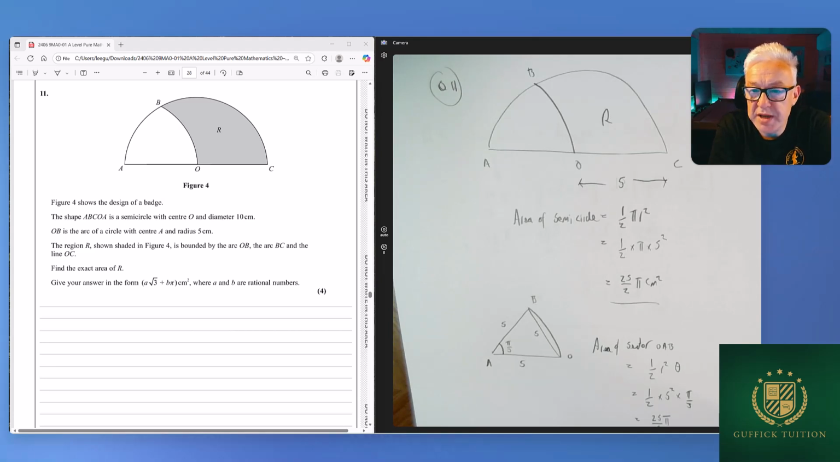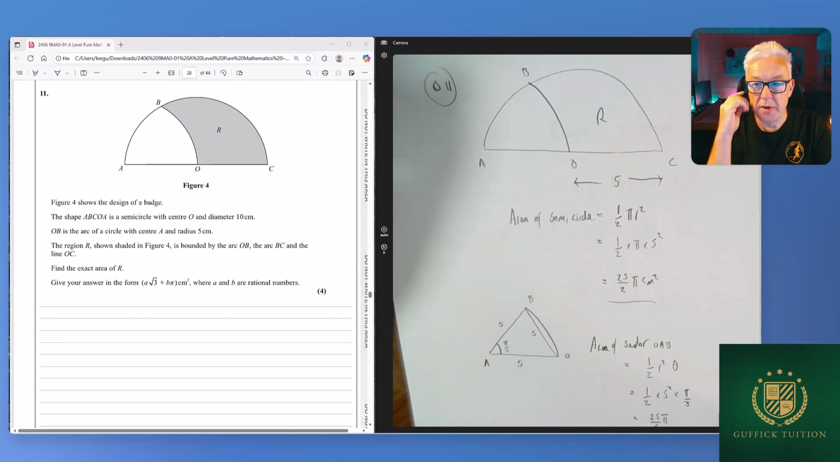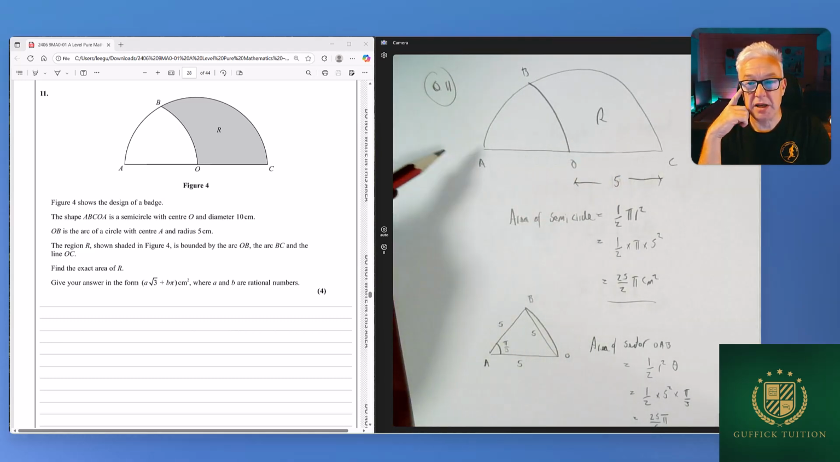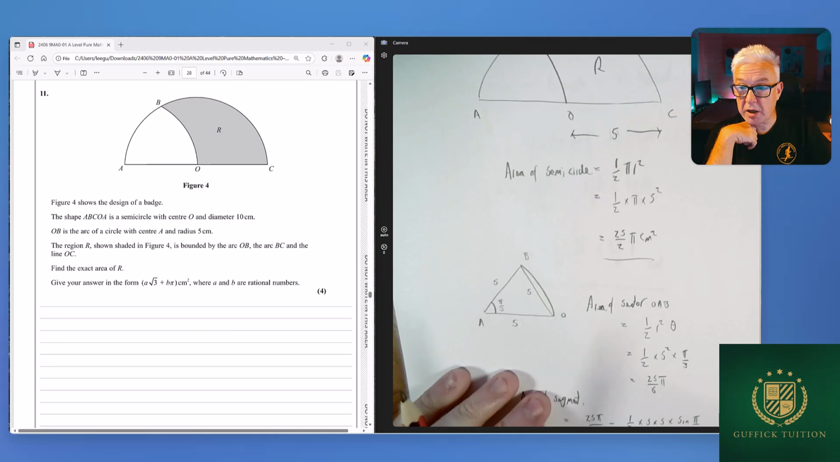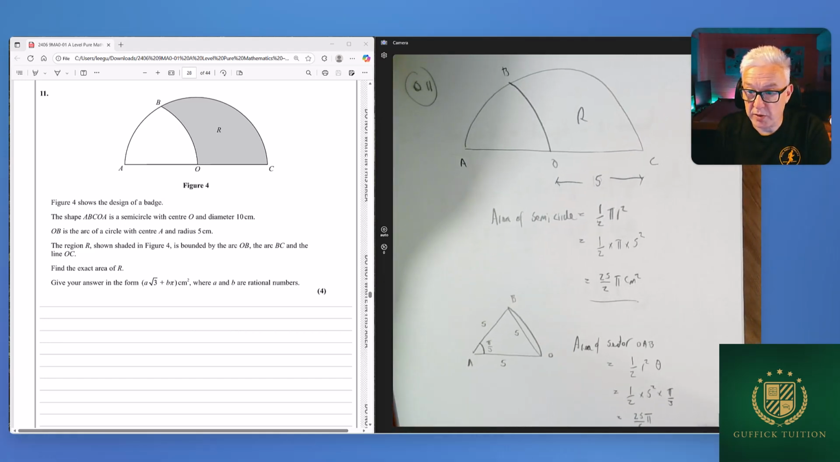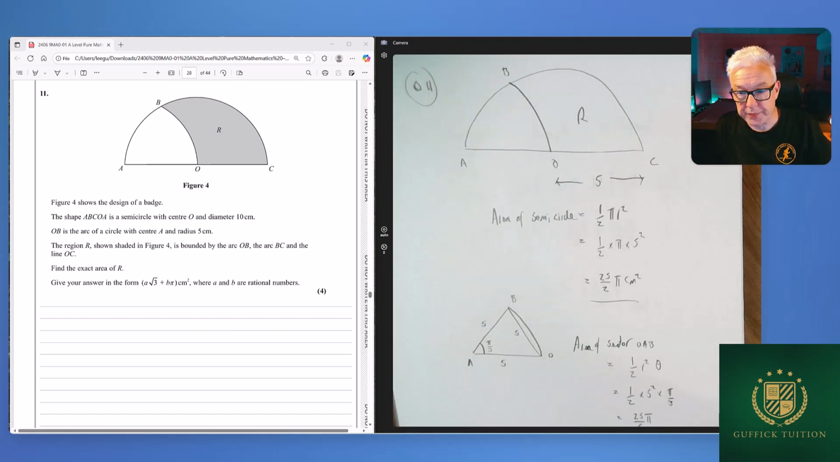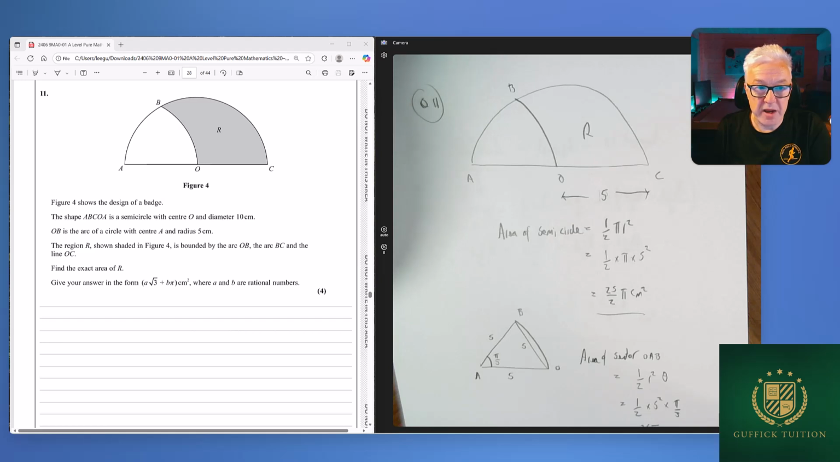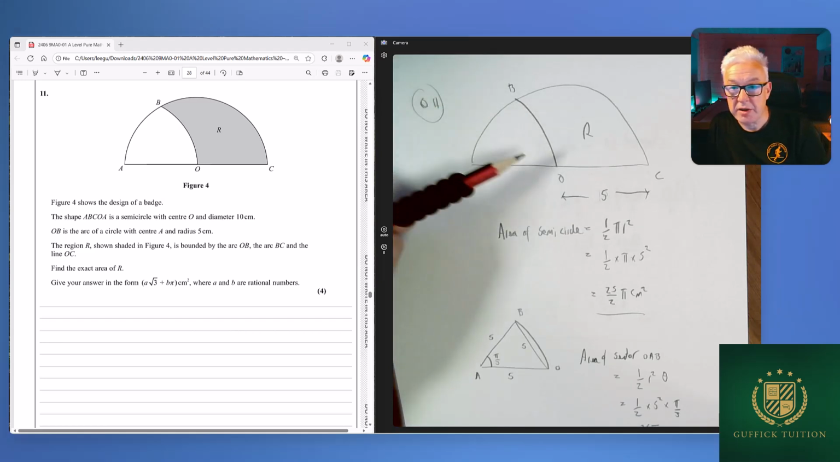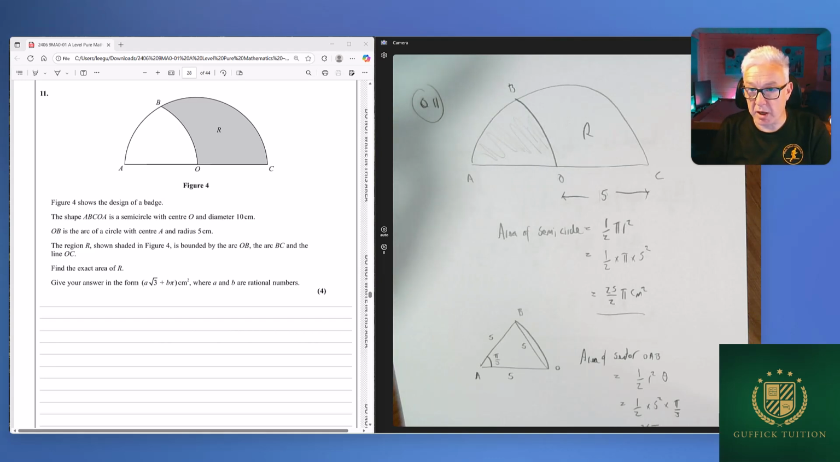Okay, so first of all, step 1, let's find the area of the semicircle. That's nice and easy to do. So we have a diameter, we're told, of 10, so OC is therefore 5. So the area of the semicircle is a half pi r squared, so a half times pi times 5 squared. So 25 over 2 pi is the area of the semicircle. Now here's the crux of this whole question. We've now got to work out, I would suggest, the area of this and subtract it away from the semicircle to be left with R.